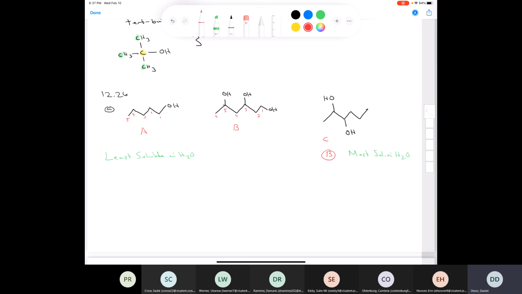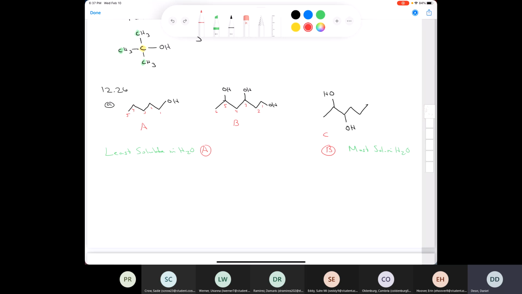Could anybody tell me which one would be the least soluble? Yeah, absolutely. It's going to be A by a long shot. It's got 5 carbons, but it's only got 1 hydroxyl. Whereas C has 6 carbons, but it's balanced out by those 2 hydroxyls. So C will be somewhere in the middle. Good. Okay, so we understand that.